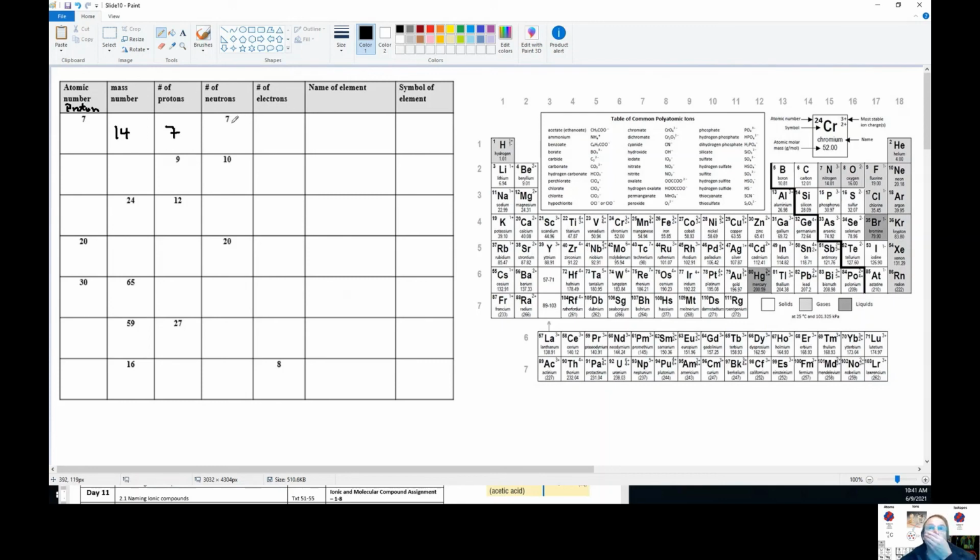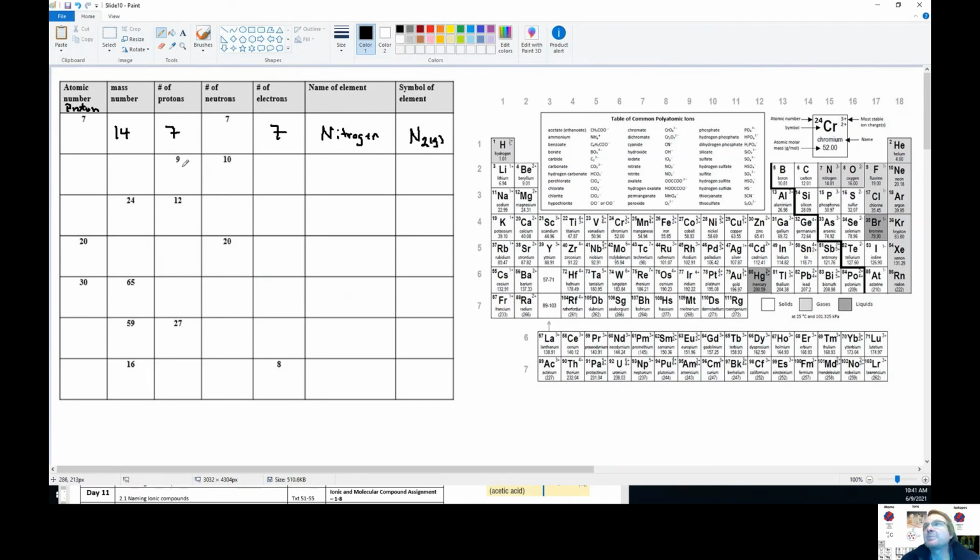Number of neutrons, they give it to us. Number of electrons when we're talking about atoms, so it's going to be 7, right? Those two match. Name of the element, nitrogen. Okay, this is something you need to know. N2 gas, that's what it forms. Let's do the next one. Put that on your periodic table for nitrogen.